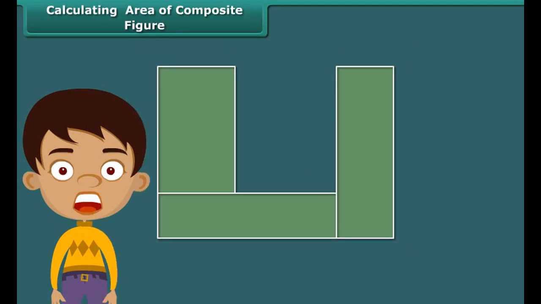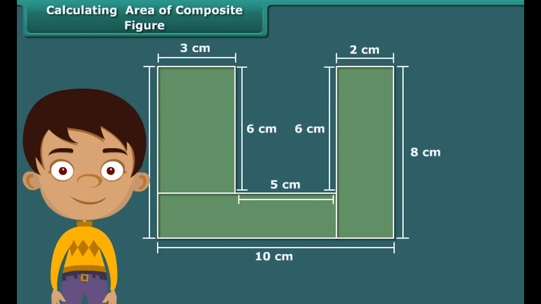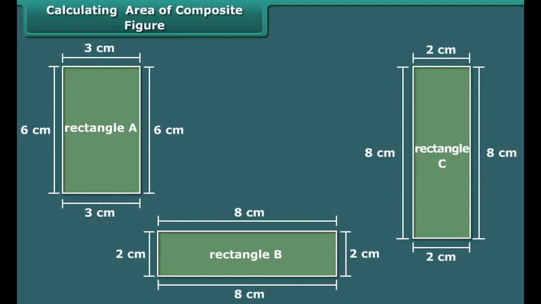Now that we have had enough practice, let us calculate the area of a shape that is made up of multiple rectangles. First, break the composite figure into individual rectangles. Calculate the area of each rectangle. Sum up the areas of all the rectangles to find the area of the composite figure. Here we can divide the given composite figure into 3 rectangles.